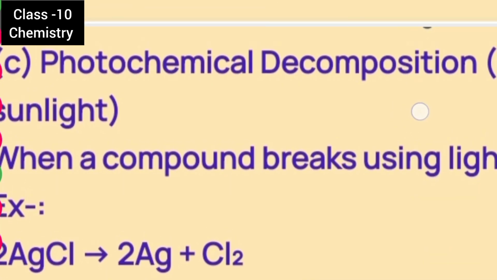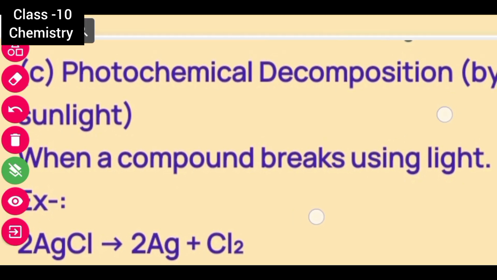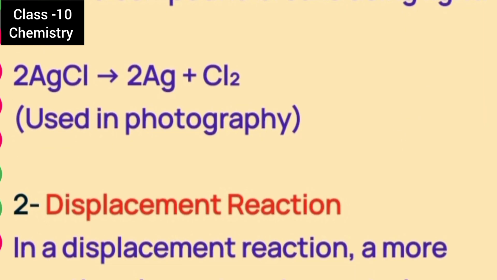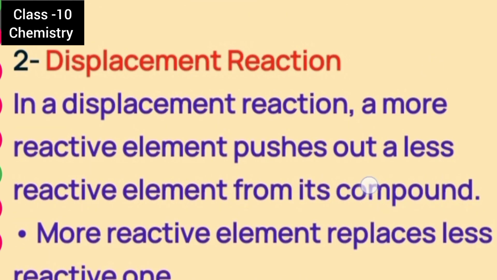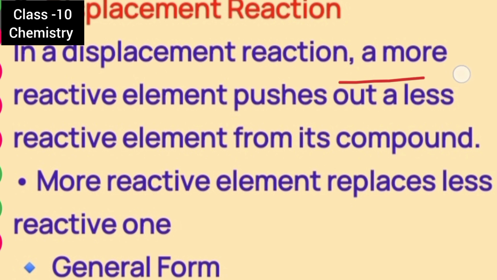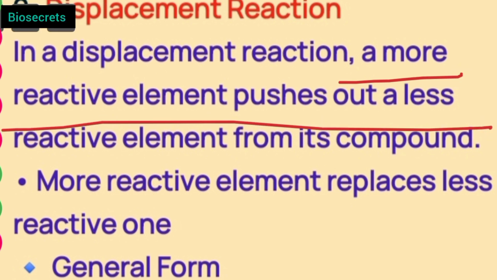Next is photochemical decomposition. It takes place in the presence of sunlight. When a compound breaks using light, example 2AgCl breaks into 2Ag plus Cl2. This reaction is also used in photography. Next topic is displacement reaction. In a displacement reaction, a more reactive element pushes out a less reactive element from its compound.